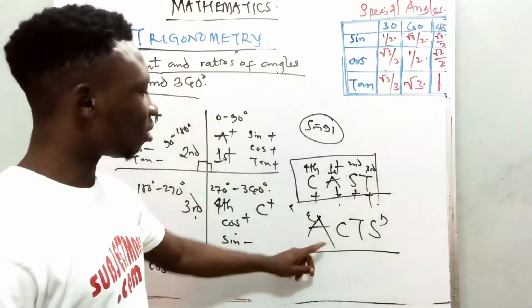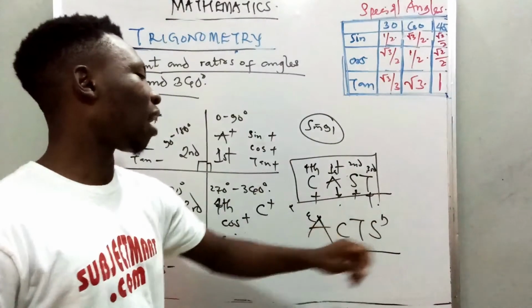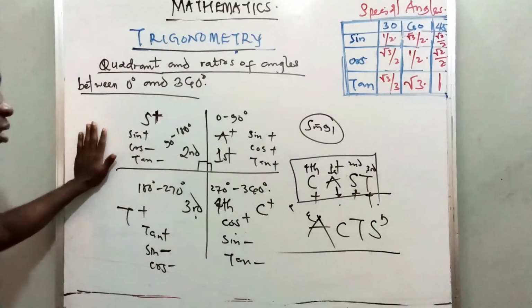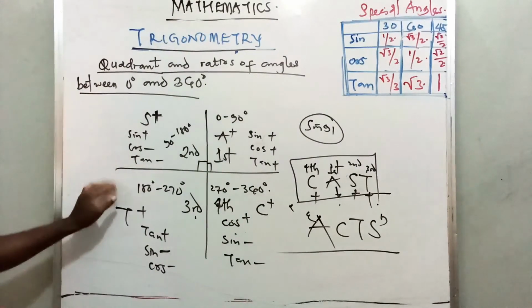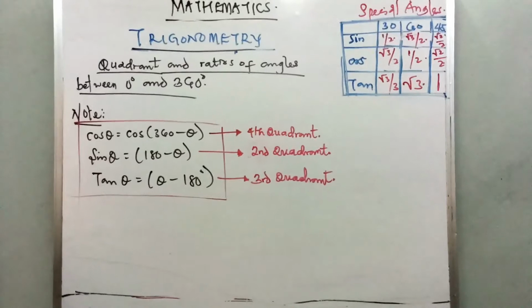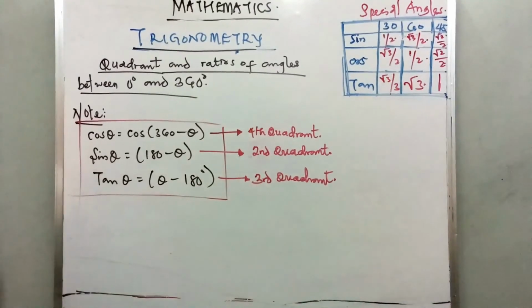A-C-T-S as what? ACTS, which is all, cos, tan, sine. So with this, we'll be able to explain our quadrant. So let's pick one or two questions from them and evaluate. I'd like us to know the following relations.